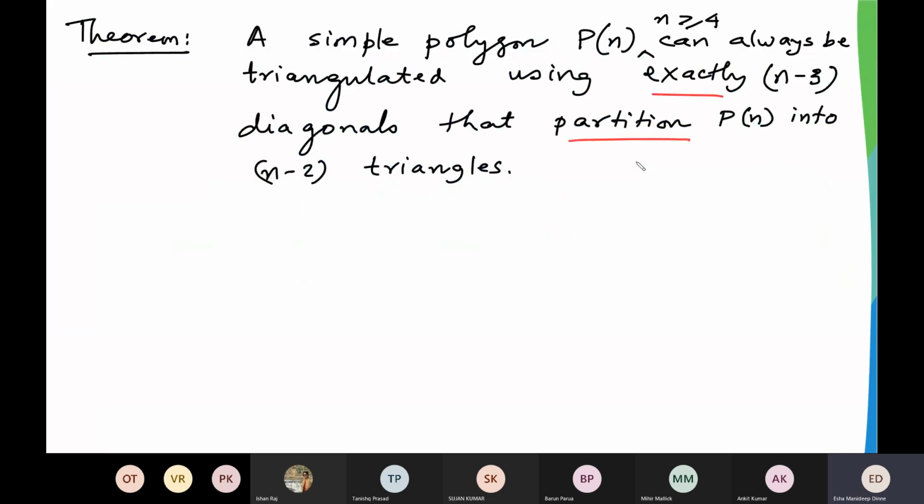A simple polygon P of n vertices, where n is greater than or equal to 4, obviously, because for a triangle, what do you mean by triangulation? It can always be triangulated using exactly n minus 3 diagonals that partition P into n minus 2 triangles. Does anybody want to take a shot at the proof, or at least tell me how we can proceed? Any specific technique to prove this? You guys can take 2 minutes if you want.